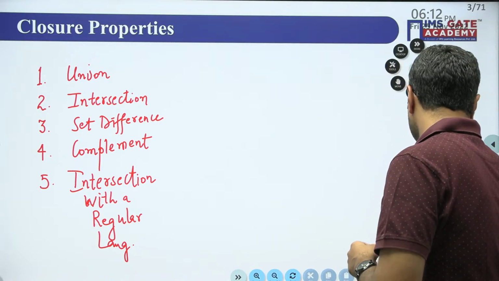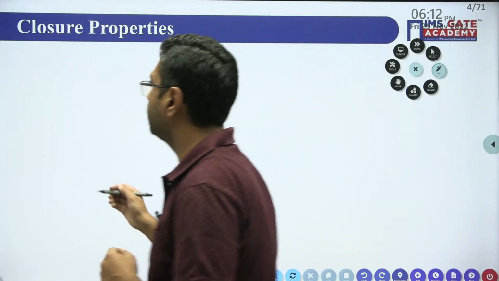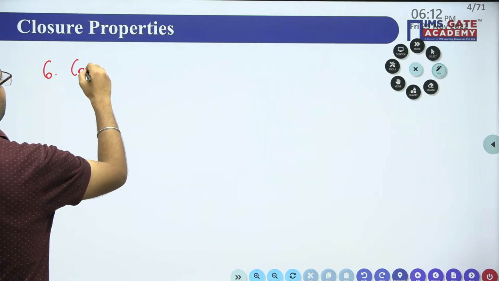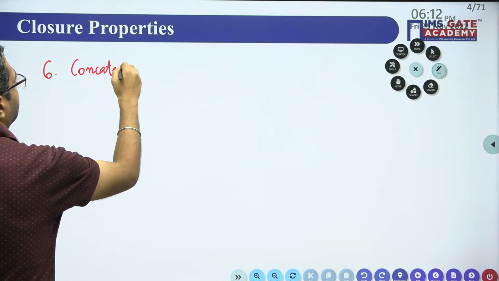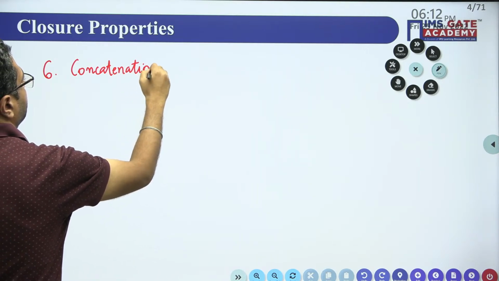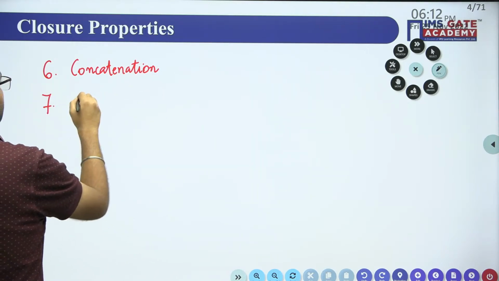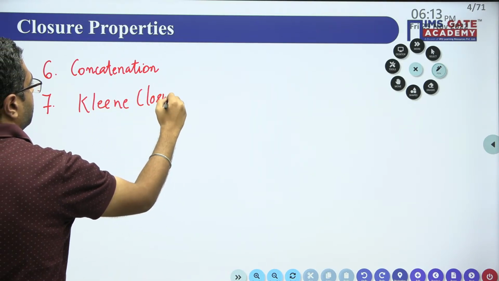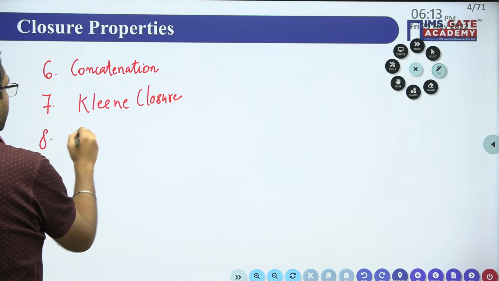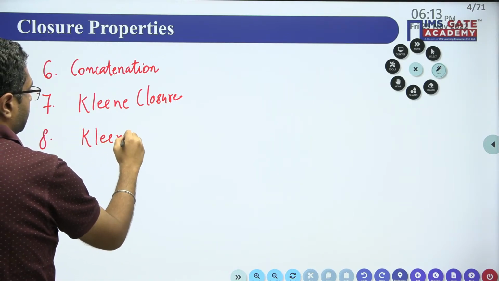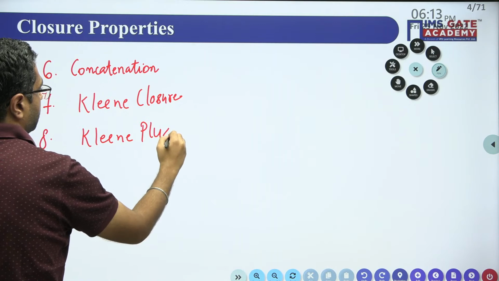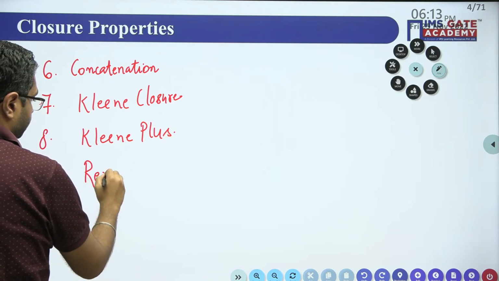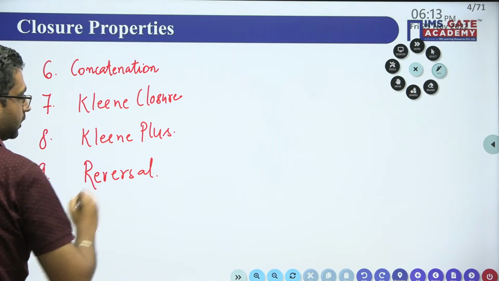What are the other properties? We have concatenation, we have Kleene closure, we have Kleene plus, then we have reversal. So these are the properties.